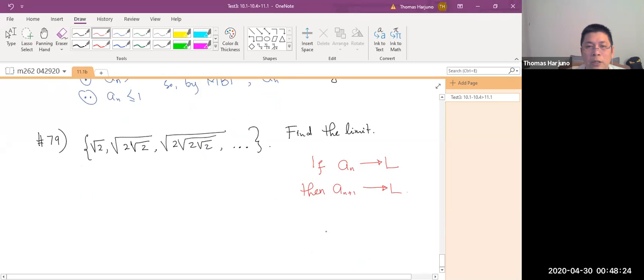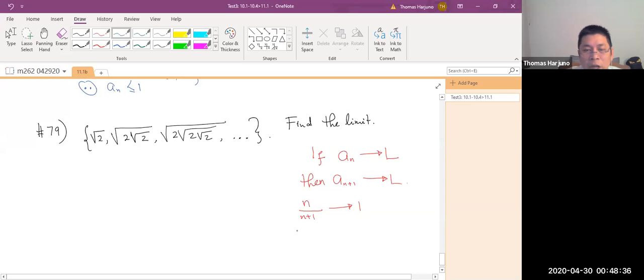Think of it in this example. I hope this is simple enough. n over n plus 1. We know that this converges to 1, right? But think about what happens if I change the n to n plus 1. This is n plus 1 over n plus 2. This will converge to what? Also converge to 1. You see that? So I will use that idea here.